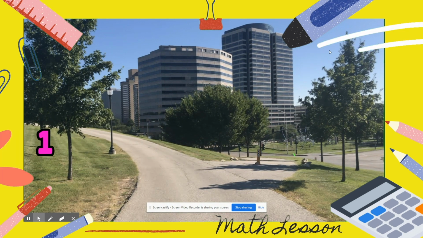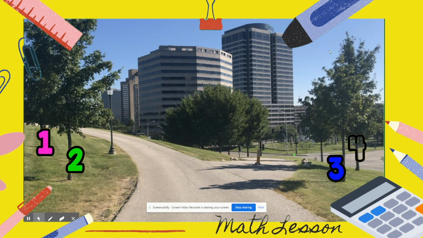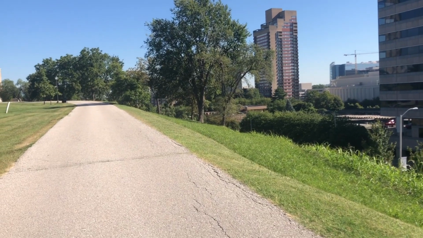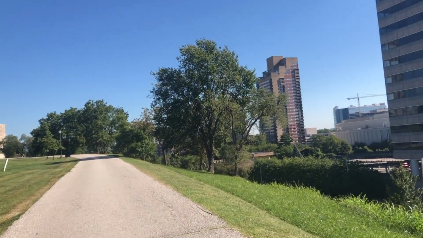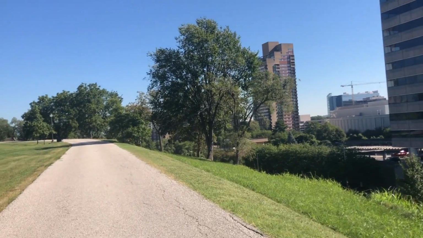1, 2, 3, 4. Now I know there are other trees in the photo, but I only want to count these 4 right now. Let's keep walking on that same path and see if there are any other trees we could count.